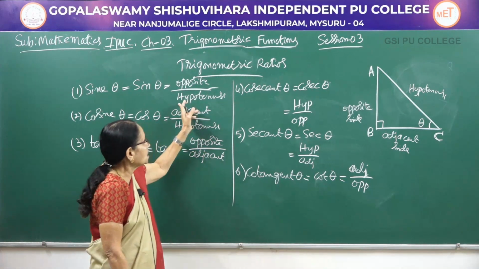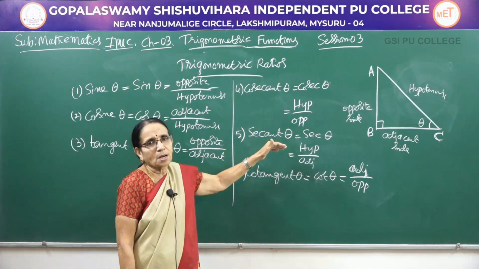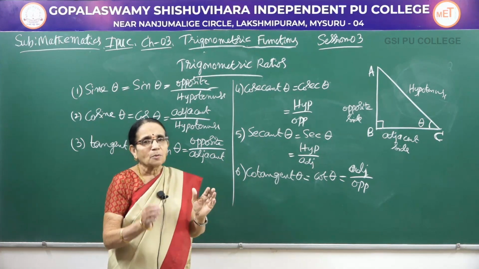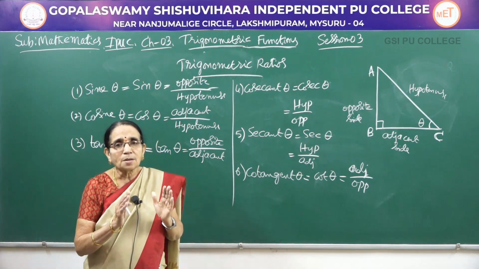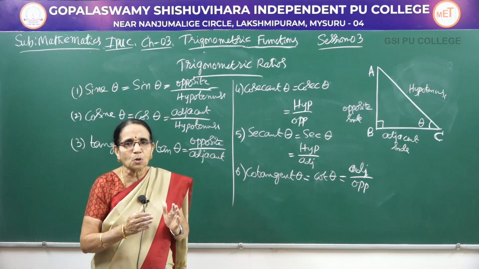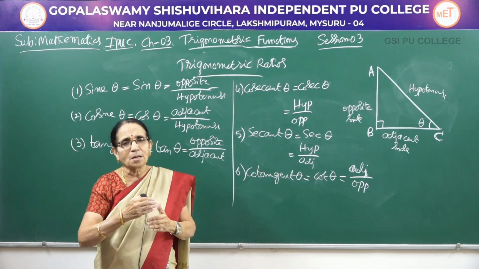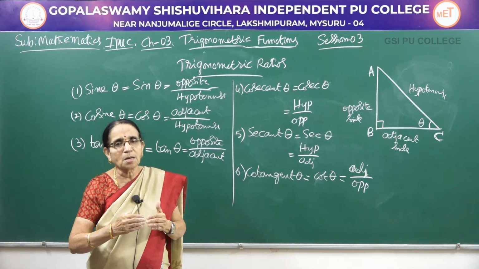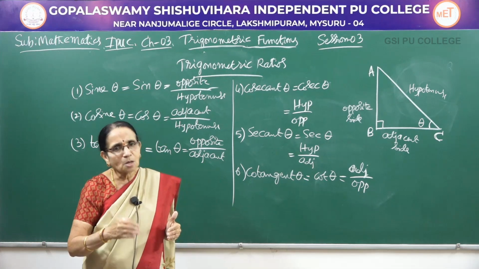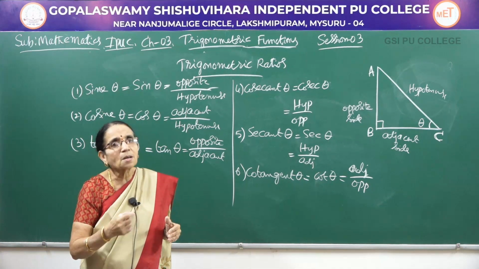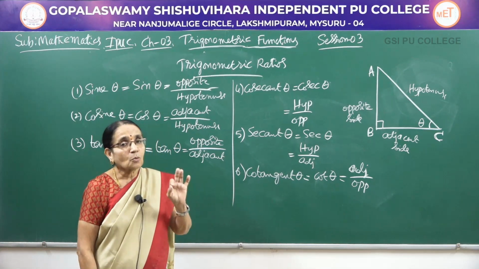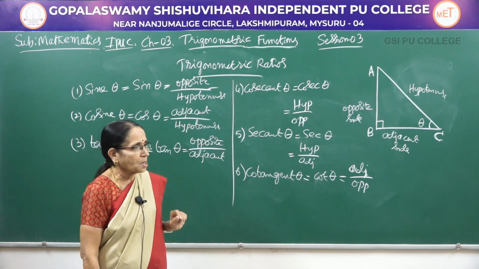That is, sin theta is 1 by cosecant theta, or cosecant theta is 1 by sin theta. We call that a pair of reciprocal ratios. What do you mean by reciprocal? The numerator and denominator are interchanged. Interchange means numerator becomes a denominator, denominator becomes numerator. We call it a reciprocal. So, sin theta and cosecant theta are one pair of reciprocal ratios.